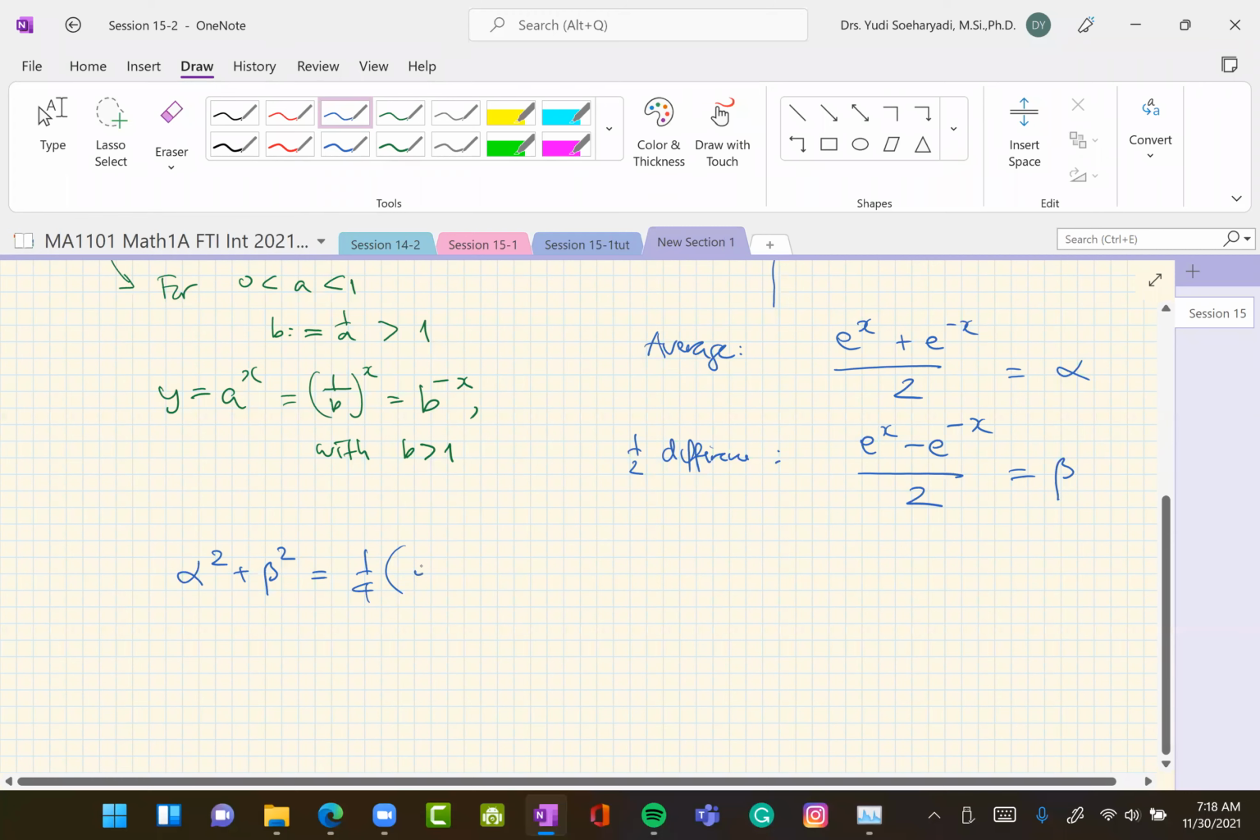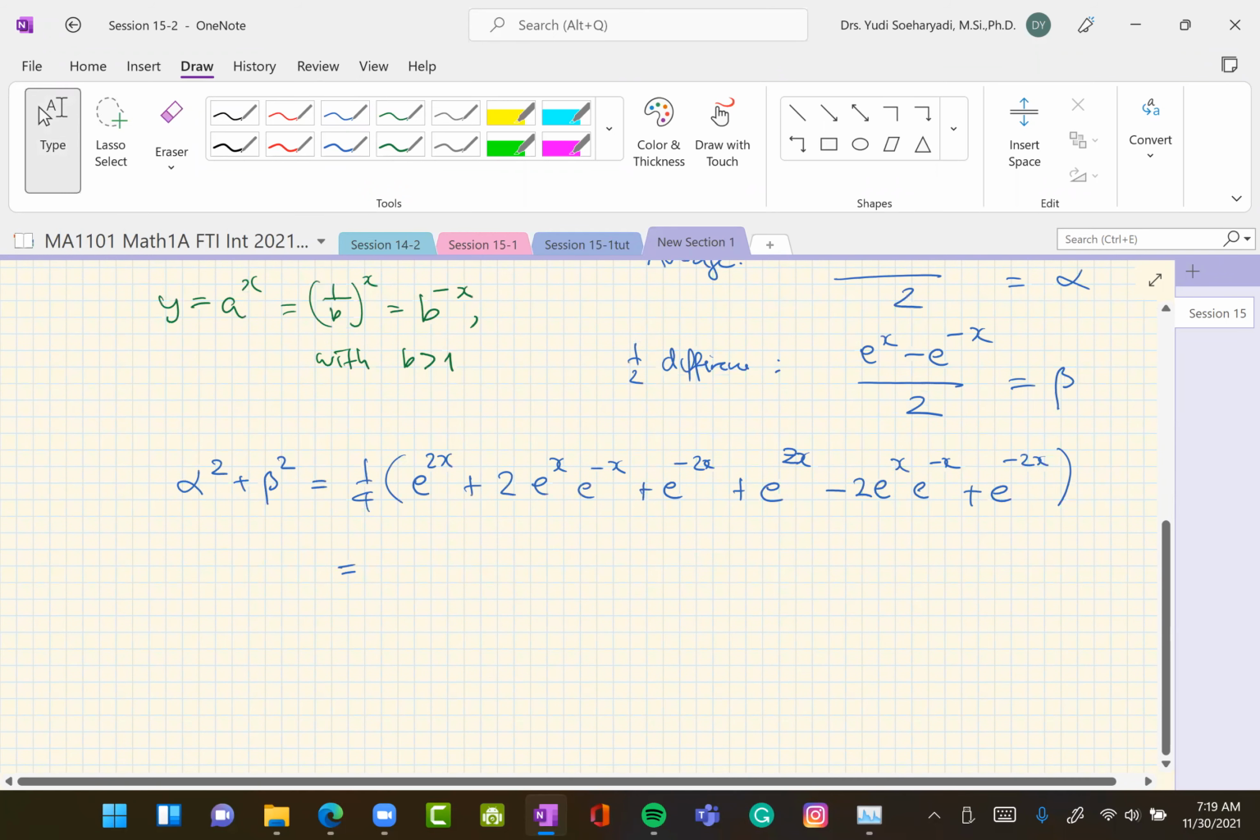You get the square of e to the x, and then 2 times e to the x e to the negative x plus e to the negative 2x, from here. And then from the beta square you get a 1/4 out, and the square of this is e to the 2x minus 2 e to the x e to the negative x plus e to the negative 2x. See what we get here. This cancels out. That disappears.